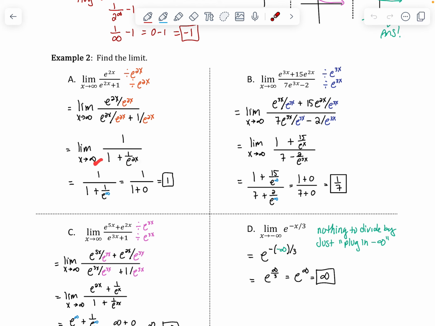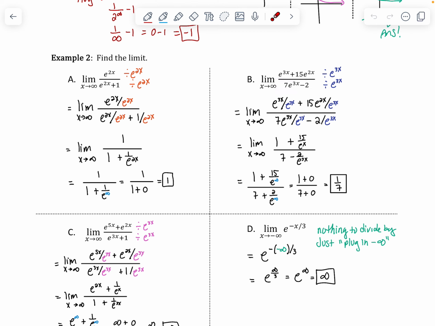Now that I've divided and simplified, I'm ready to go ahead and plug infinity in. So the word limit is gone. And we know from previous information that we've covered that when we look at this shape to the infinity, it's going to go to a huge number. We really could have written that this was 1 over infinity, which we know to be 0. And so I just have 1 over 1.